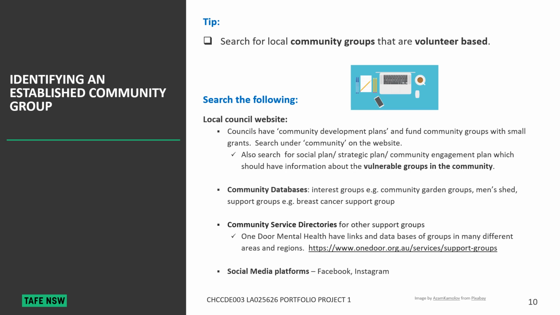Other community directories. Here's a good example of a directory that identifies support groups for people with mental health issues. So have a look at One Door, because there are a lot of different support groups on that database. And you can also look for groups through social media platforms like Facebook or Instagram.